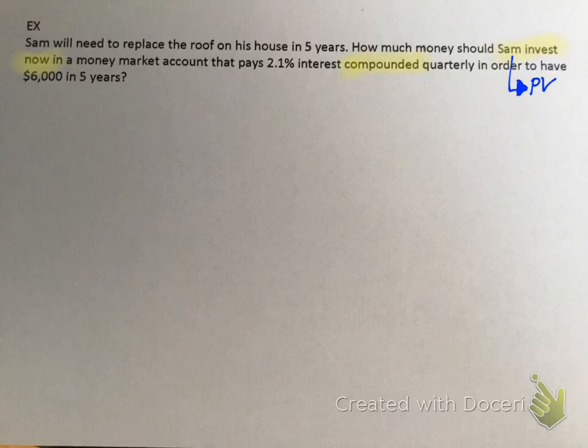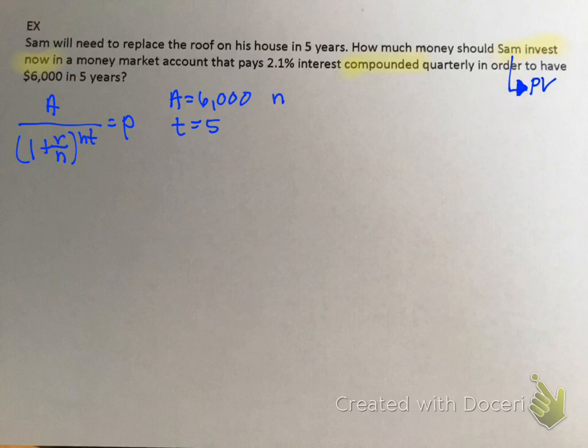And once again, I'm going to use the proper formula. So I have amount over 1 plus R over N raised to the NT equals P. Remember, we're looking for the principal. How much money does he need to put into his account now? So let's see what we got here. The amount: he needs $6,000 in 5 years, so that 5 is the time. The N, how many times it is compounded, is quarterly, so N equals 4. And the rate is 2.1%. In decimal, that would be 0.021.